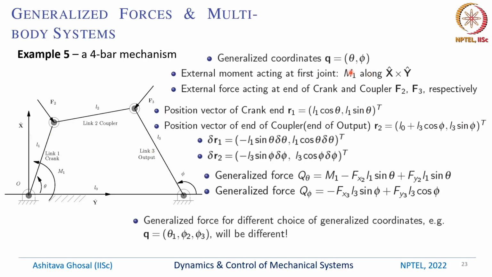So whatever way you choose the generalized coordinates, there must be a relationship between phi and theta, which we have derived earlier. Or if you choose the generalized coordinates as theta 1, phi 2 and phi 3, then there will be two relationships between these generalized coordinates with respect to theta 1. Okay, loop closure constraint equations. We have discussed this earlier.